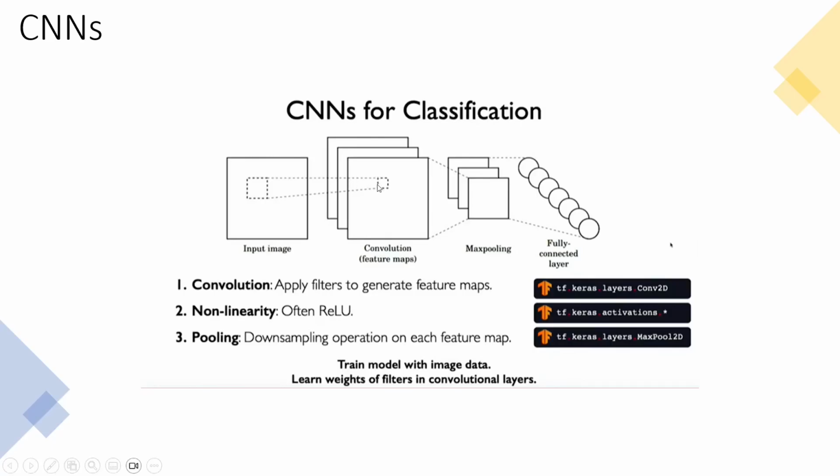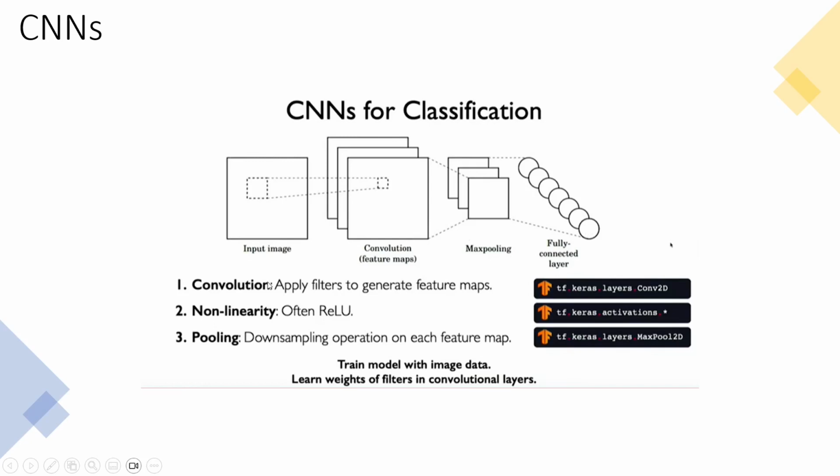So this is what a convolutional neural network looks like. We have here the input image. This is one tensor. These are the convolution maps. These are the pooling layers, we will see what they mean. And these are the fully connected layers.